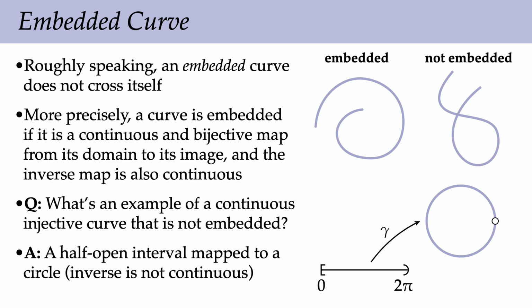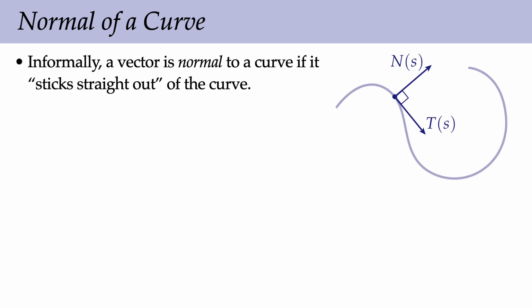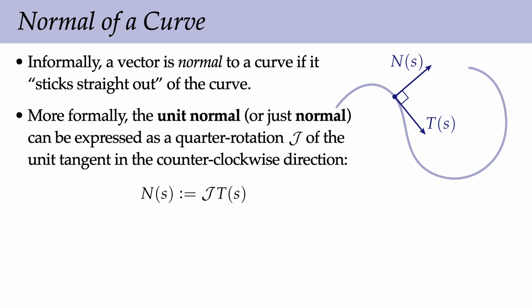Okay? What are some other basic quantities we can talk about on curves? Well, there's the normal. So the normal is informally a vector that kind of sticks straight out of the curve. More formally, when we're in the plane, we could say that the unit normal is just a quarter rotation of the unit tangent in the counterclockwise direction. So if we use script j to denote a quarter turn, then at any point s, the unit normal n of s is equal to j applied to t of s.